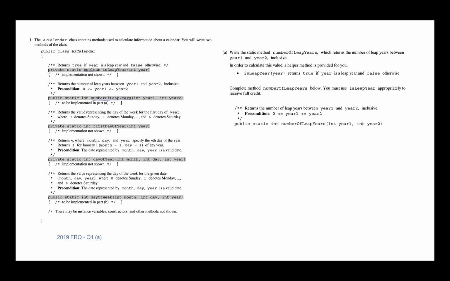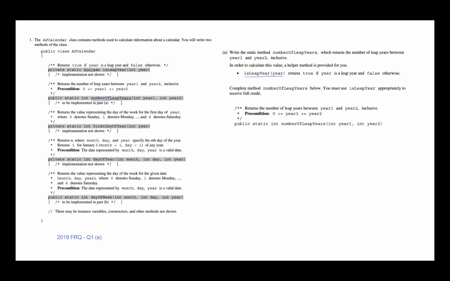So let's look at question A and see what's required. Write the static method numberOfLeapYears, which returns the number of leap years between year1 and year2 inclusive. In order to calculate this value, a helper method is provided for you. This helper method is a must. You have to use it in your method to gain a point. And like we guessed, it returns true if year is a leap year and false otherwise.